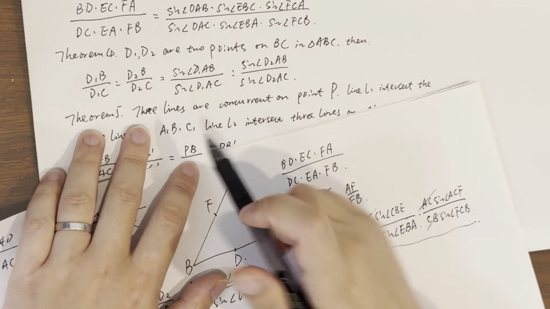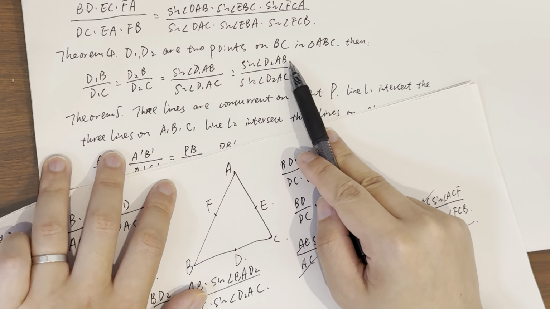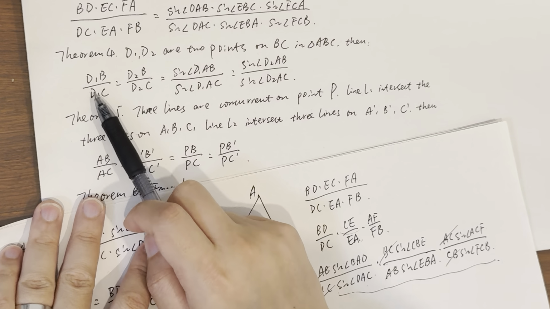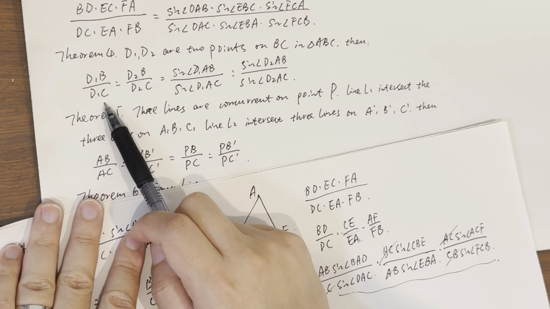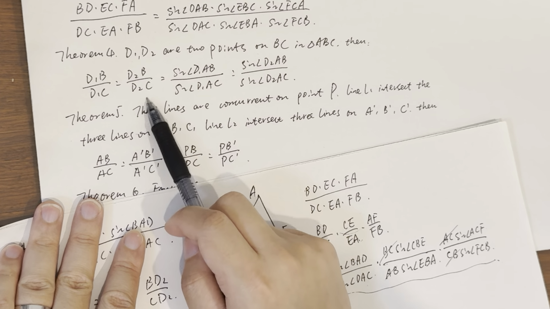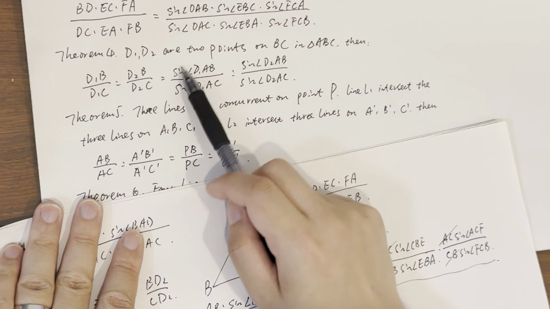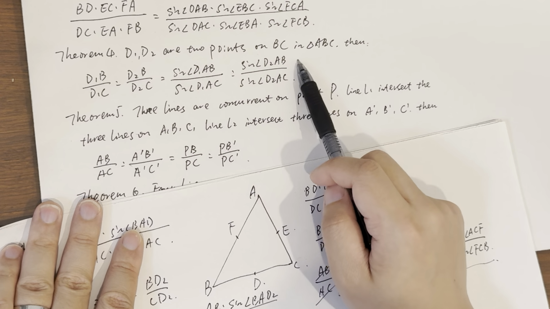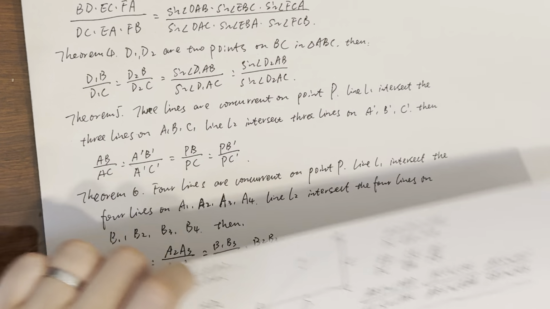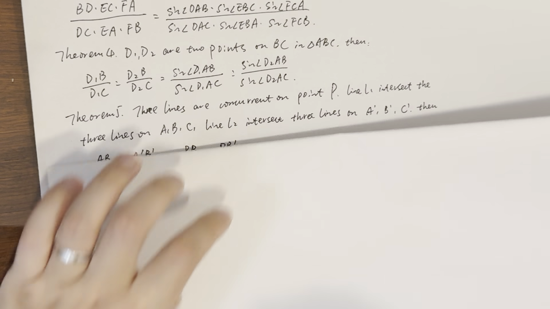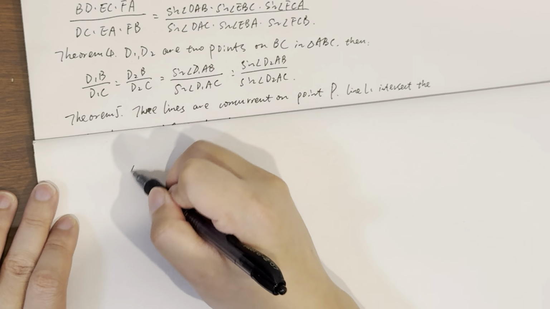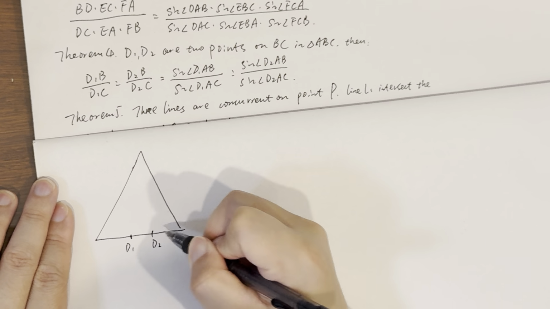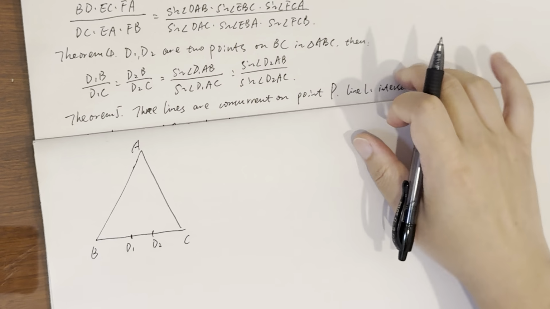Theorem 4. D1, D2 are two points on BC in triangle ABC. Then we say that D1B to D1C to D2B to D2C equals sine angle D1AB to sine angle D1AC to sine angle D2AB to sine angle D2AC. Okay, so basically we are saying we have D1, D2 on the edge BC, right?